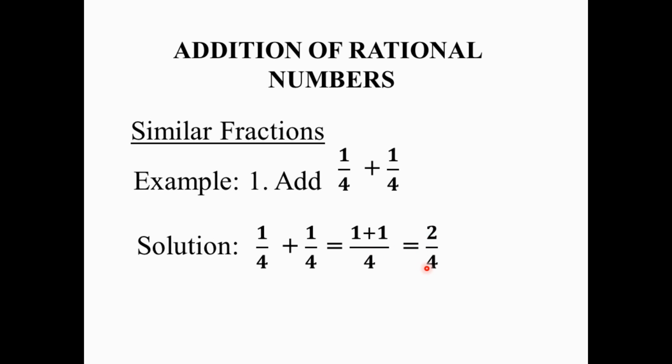But take note guys, the fraction 2 over 4 can still be reduced to its lowest term using the GCF, which is 2. So we will divide 2 and 4 by 2. After dividing, the result is 1 over 2. So this is now the sum after adding 1/4 and 1/4.